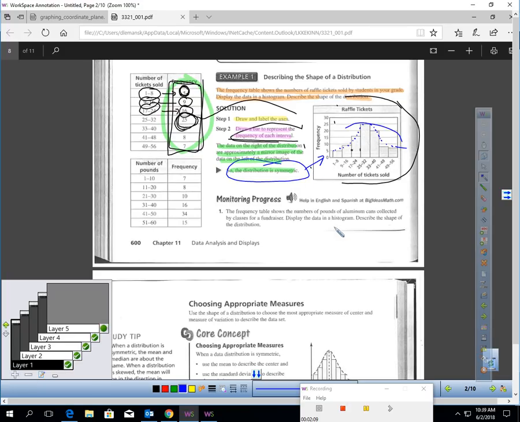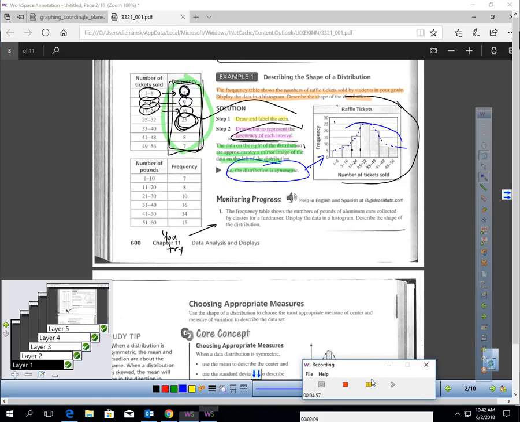That's symmetric. What I'd like you to do is pause the video and try this question. I want you to draw a histogram. This data shows the number of pounds of aluminum cans collected by classes for a fundraiser. Display the data in a histogram and then describe the shape. Pause the video and go ahead and do that.